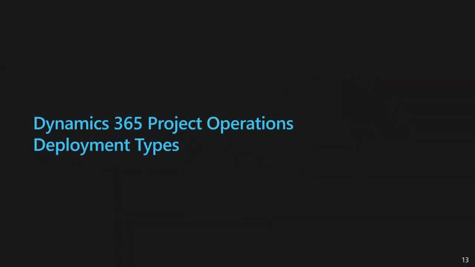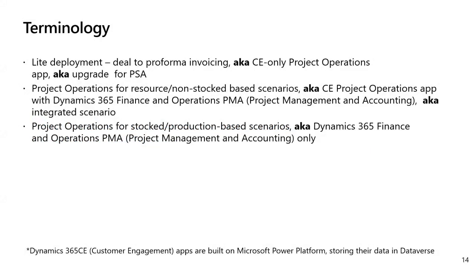Next, let's look at different deployment types that are available within Dynamics 365 project operations. To recap very briefly, we have three different deployment types for project operations: Lite deployment, resource or non-stock deployment, and stocked or production order scenarios.